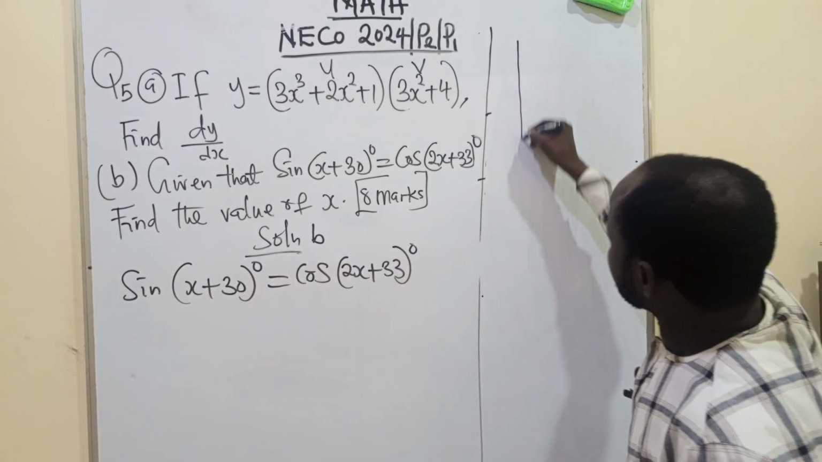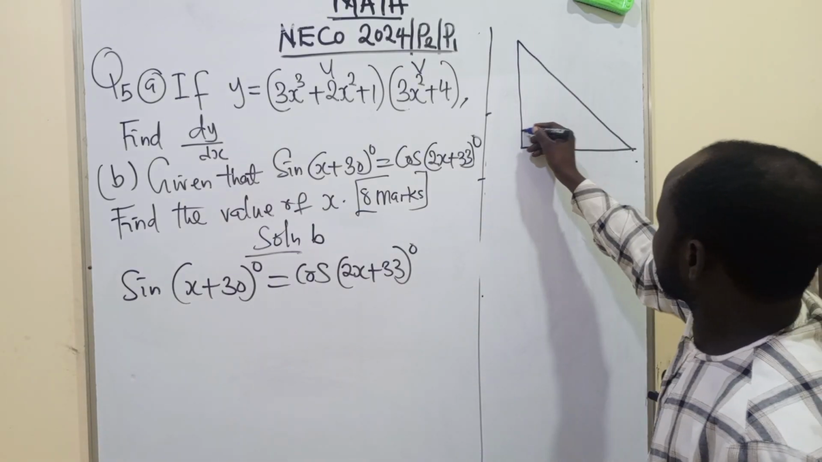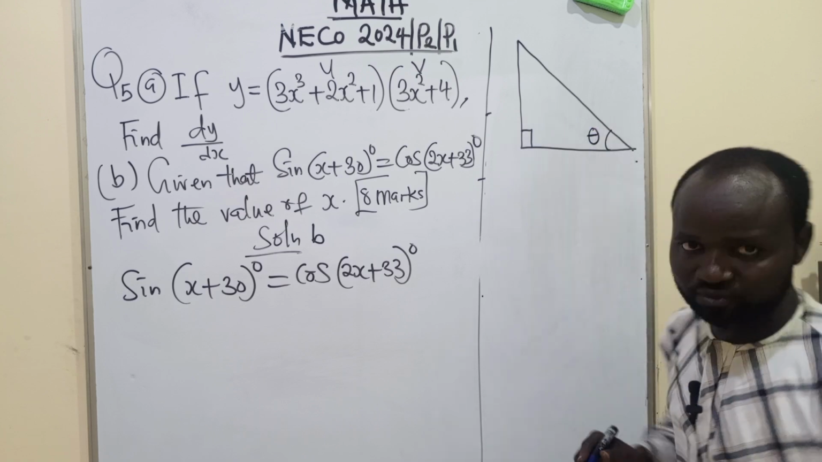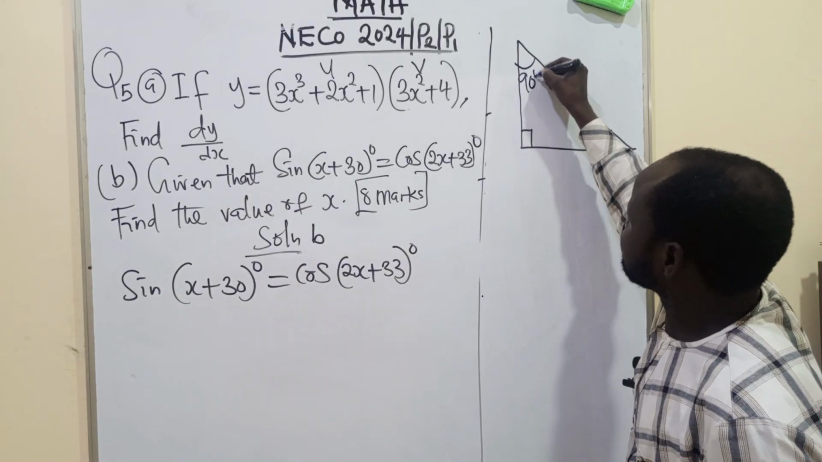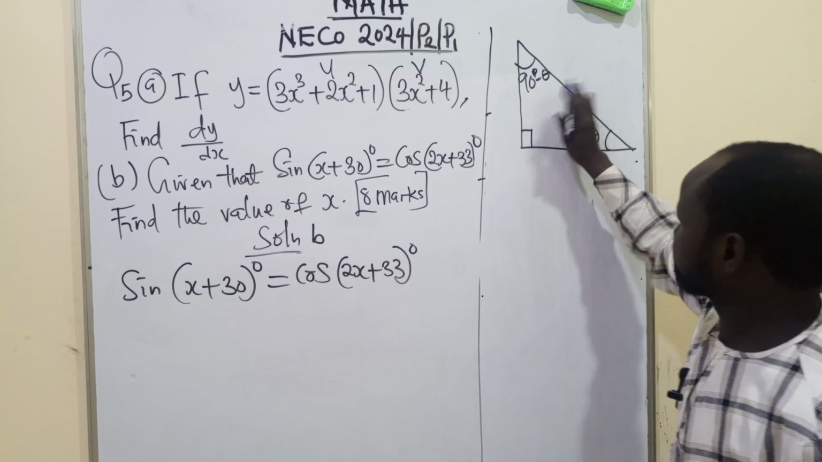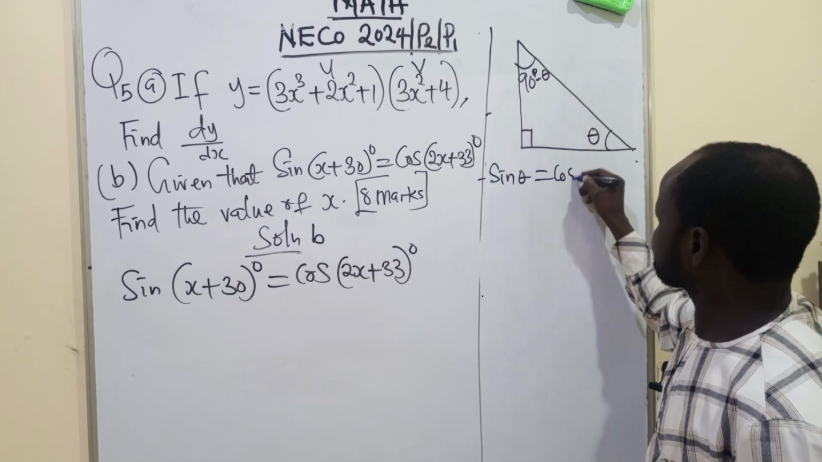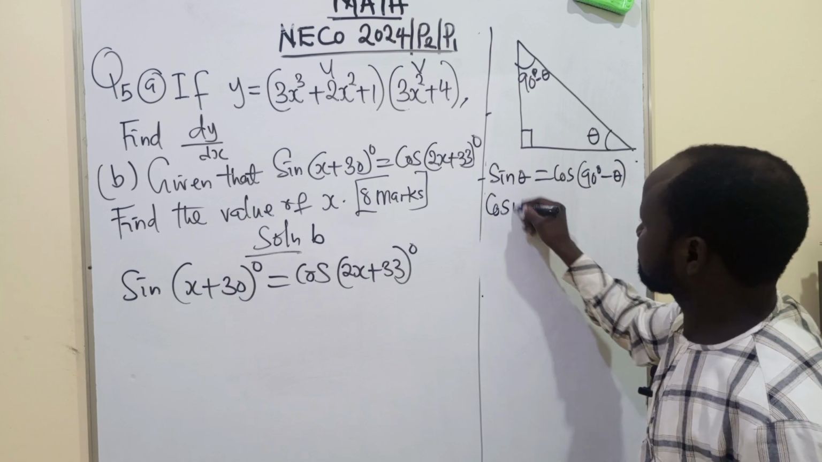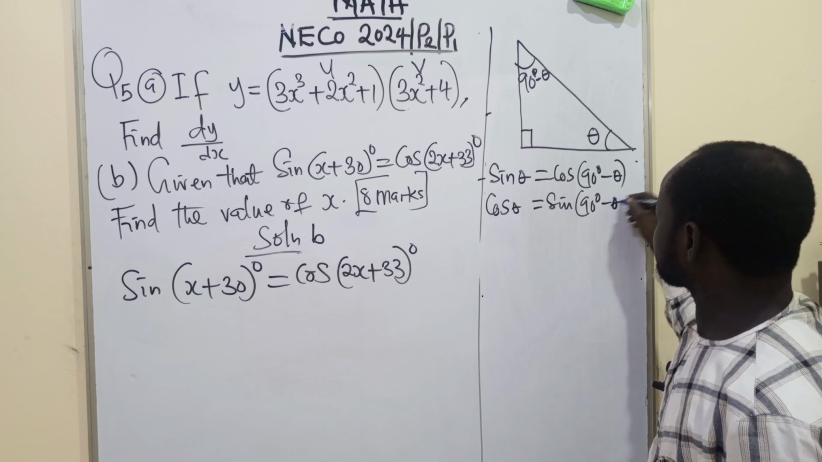So let's say we have a right angle triangle here like this. Here is 90 degree. Let's say if here is angle theta, it means the angle here has to be less than 90 degrees. So it will be 90 degree minus theta. So from this drawing, we will recall that sine theta will be equals to cos 90 degree minus theta. Then cos theta will be equals to sine 90 degree minus theta.